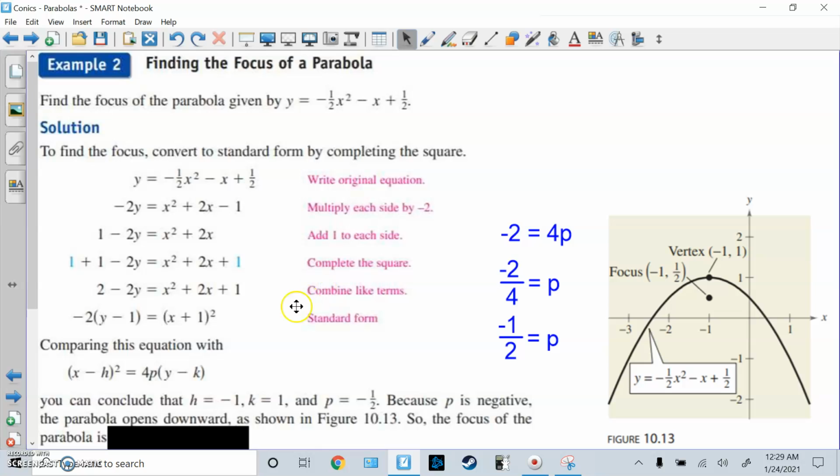Combine like terms, then factor the right side. On the left side, they also factor the GCF. But here's their equation, and they're going to compare this to this formula because this has the square power on the x. So it's kind of written backwards.